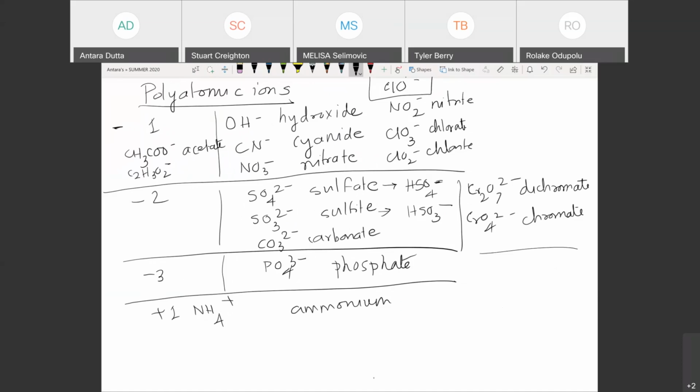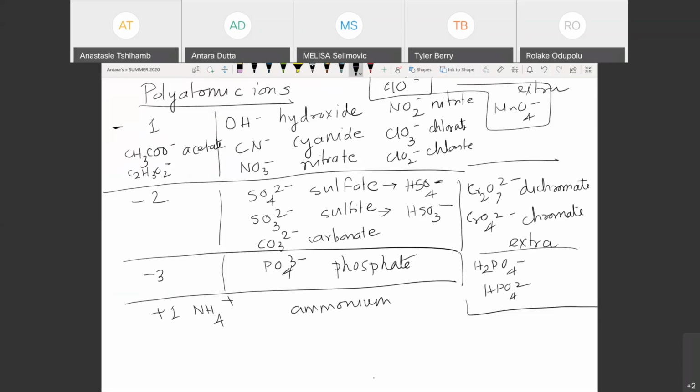Okay. So with -1, you need to know MnO4 minus, which is permanganate. So this is like an extra category. If you know, very good. With phosphate, you can write H2PO4 minus, dihydrogen phosphate, and HPO4 2 minus, which you can write as hydrogen phosphate. Okay. Like this. So the boxes on the right hand side are extra, but these ones are required. Okay, this is the required box.